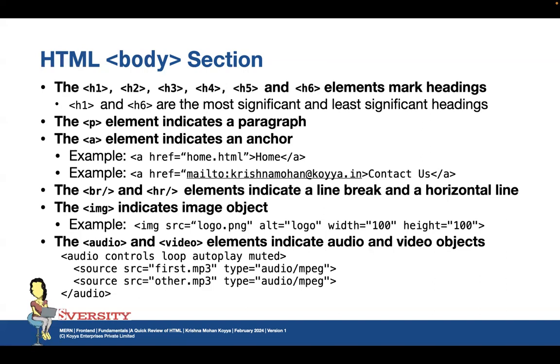Similarly, other multimedia elements like audio and video can also be embedded here. A simple example here is for audio. You have lots of attributes. When an attribute does not have any value, or you just want to go with the default values, you can just write the attribute name. You need not write a value at all. For example, here: controls, loop, autoplay, and muted. These are all attributes of the audio tag, but they are all for default values.